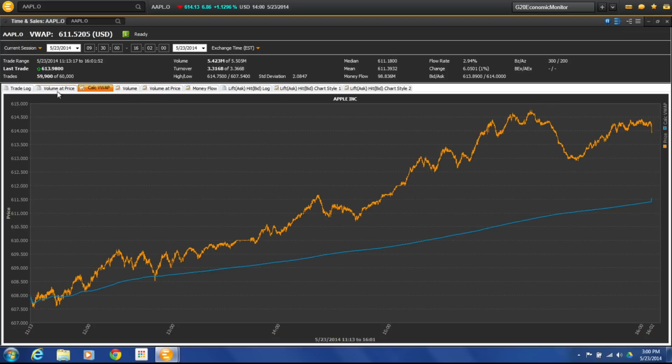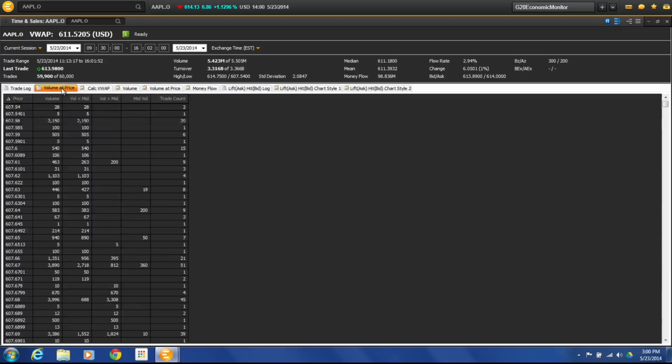Some of the other tabs we have up here include volume at price. What happens is it breaks volume out by price. So right here I'm looking at 607.67, and I can see there is a large amount of volume at that actual price. That's a price that is very congruent to people wanting to trade.